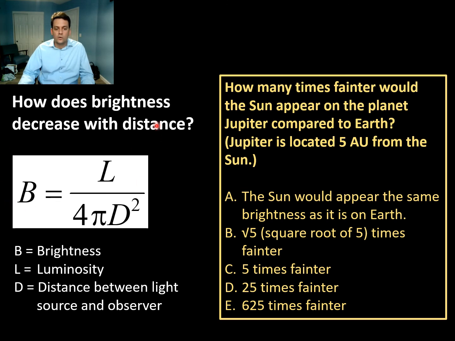Well, if we go over to the equation, or if you don't like equations so much, you can skip back to the previous slide and look at that schematic with concentric spherical shells. Either way, the dependence here is this inverse dependence on the distance squared. So since Jupiter is 5 times farther away, we're going to square 5, which means multiply 5 by 5, which is 25.